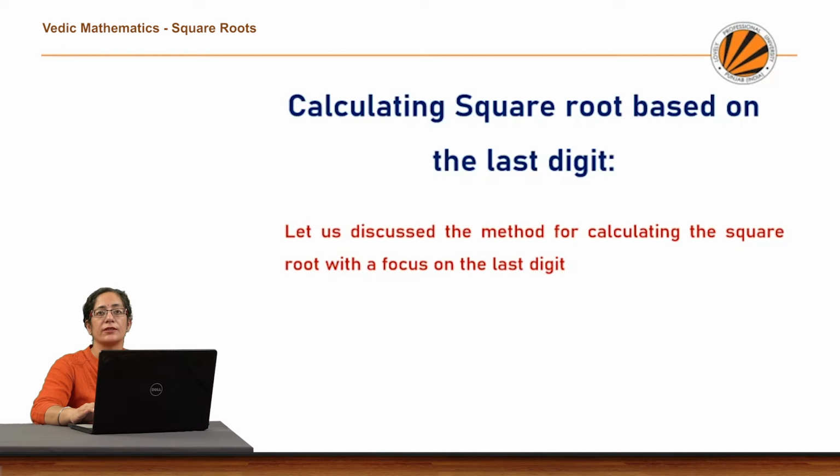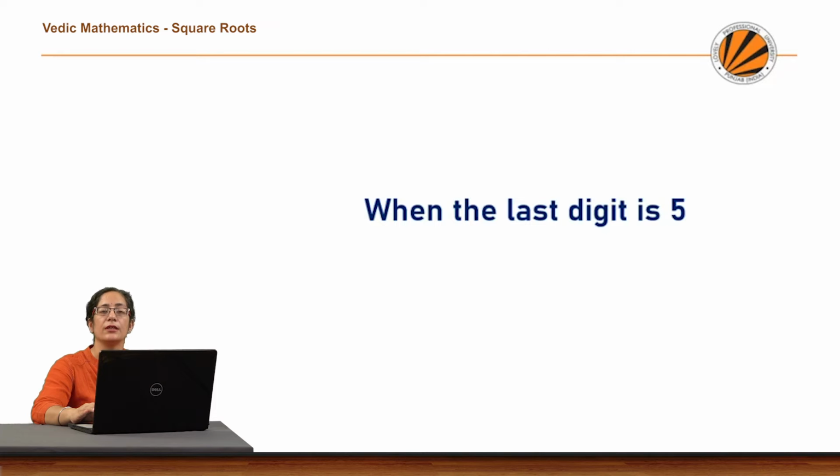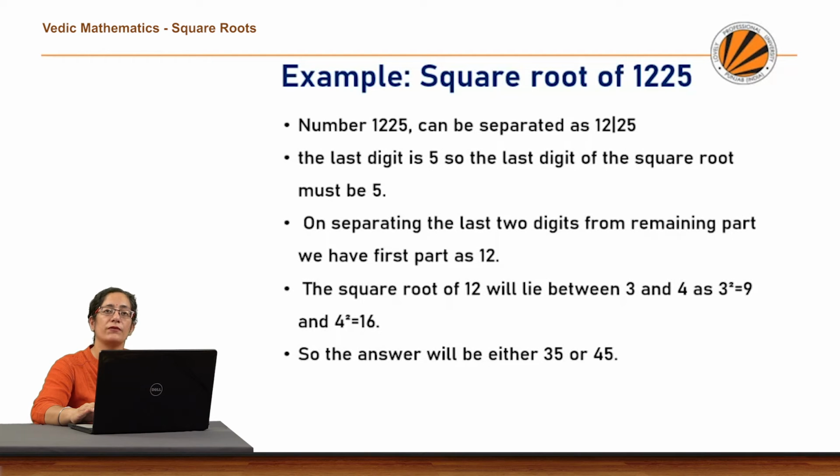So let's start the discussion on finding the square root of a number based upon the last digit. We start with the case when the last digit is 5. Suppose I have to find the square root of 1225. I separate the digits: two digits at the start and two digits at the end. Now the last digit is 5, so the last digit of the square root must be 5, as we have seen from the table. On separating the last two digits, we are left with 12.